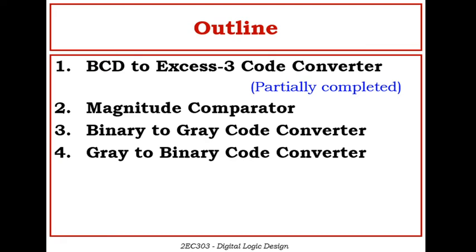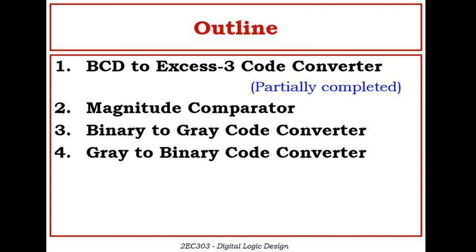We can think on algorithmic way and accordingly we can derive the Boolean expression for these three outputs, a greater than b, a less than b, or a equal to b. That is the expected output of magnitude comparator.